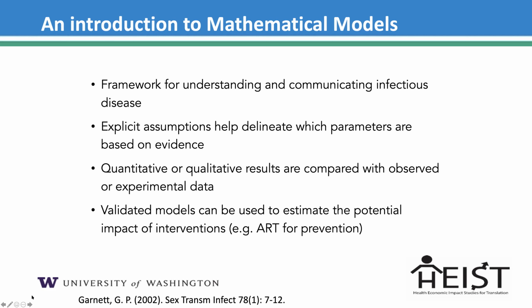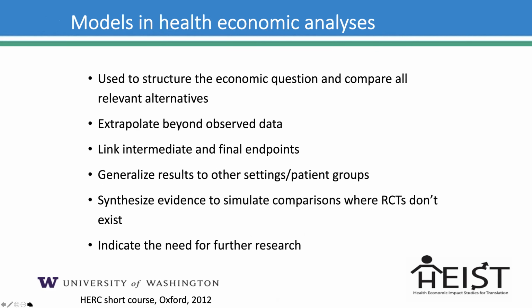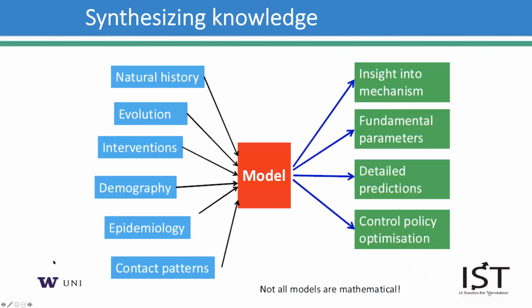And once we have validated models, we can use them to estimate the potential impact of interventions. And we can also use models to extrapolate beyond observed data and to link intermediate and final endpoints. So for example, HPV vaccine trials often measure incident persistent HPV as a surrogate marker for cervical cancer. And so we can use models to link intermediate and final endpoints, and then also to generalize the results to other settings and to simulate randomized control trials where those don't exist. And we can also use them to think about new research questions. So these models can be quite helpful.